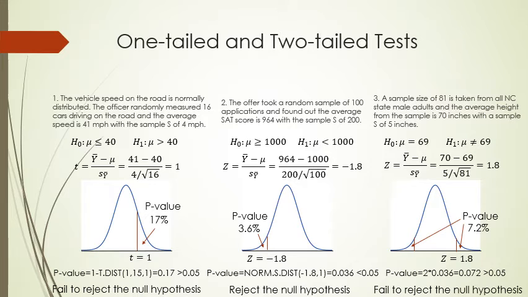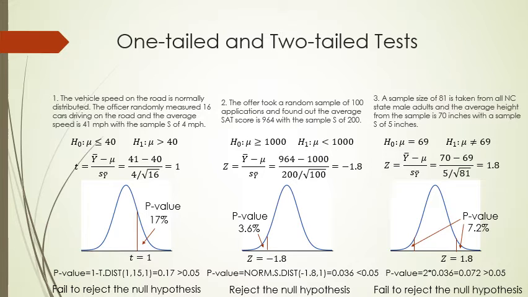This slide shows the testing procedures for both one-tailed and two-tailed tests using the 3 examples in the last slide. The first example is the speed limit. We assume that the vehicle speed on the road is normally distributed. Thus, the sampling distribution is normal even when the sample size is less than 30. The officer randomly selected 16 cars driving on the road, and the average speed is 41 miles per hour.